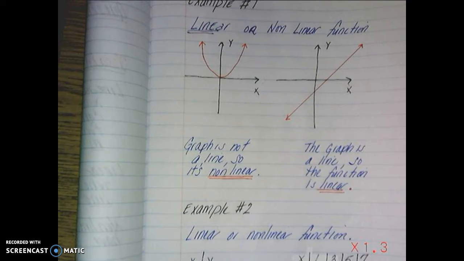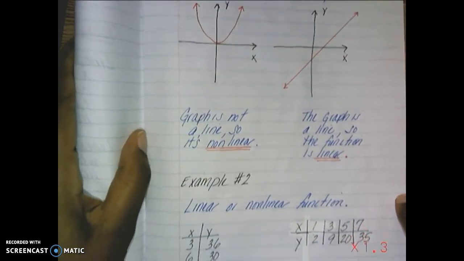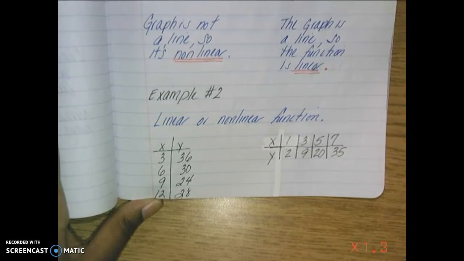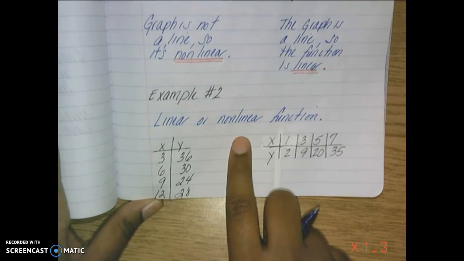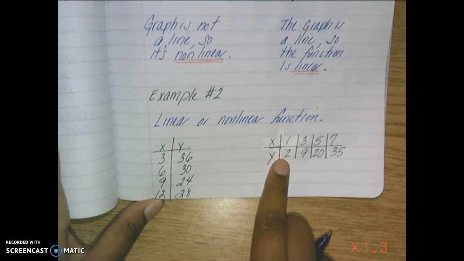Okay, so that's if we have a graph. We got to focus. Moving the paper along as best as I can. Example 2. For example 2, we have to determine if it's a linear function or not a linear function. And I made 2 separate tables.